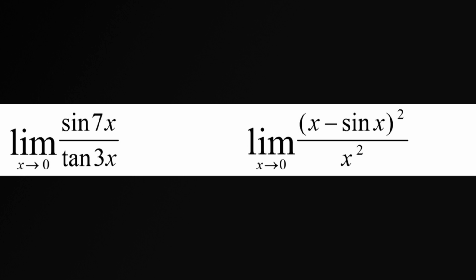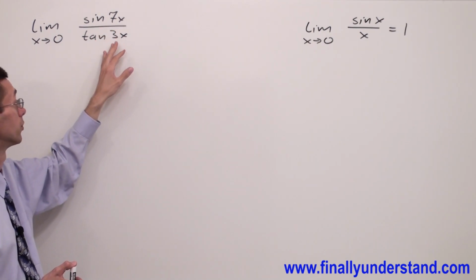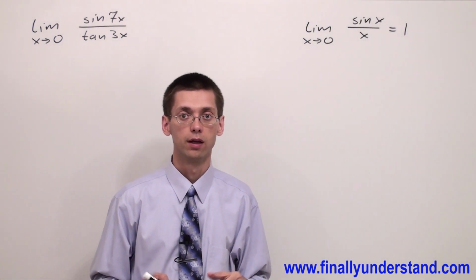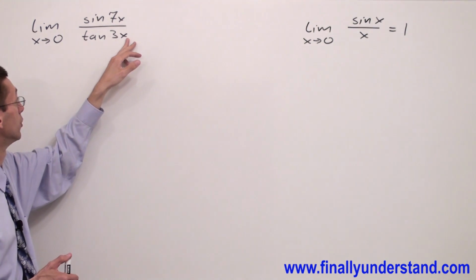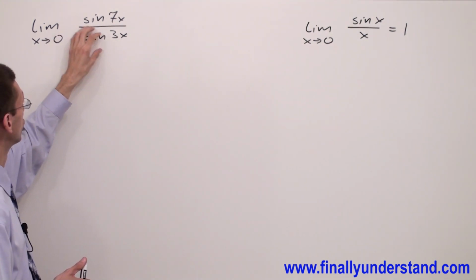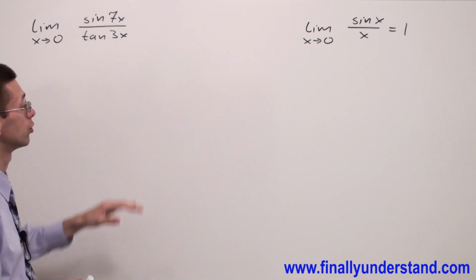Let's take a look at this example. I have the limit with x approaching 0 of sine 7x over tangent 3x. Again, we're supposed to look at the denominator. Instead of x, we write 0 in the denominator and check what value this trigonometric function is going to give me. Tangent of 0 is going to give me 0.